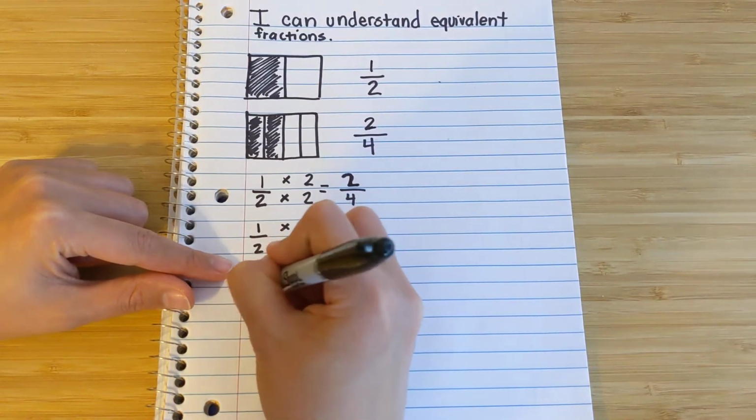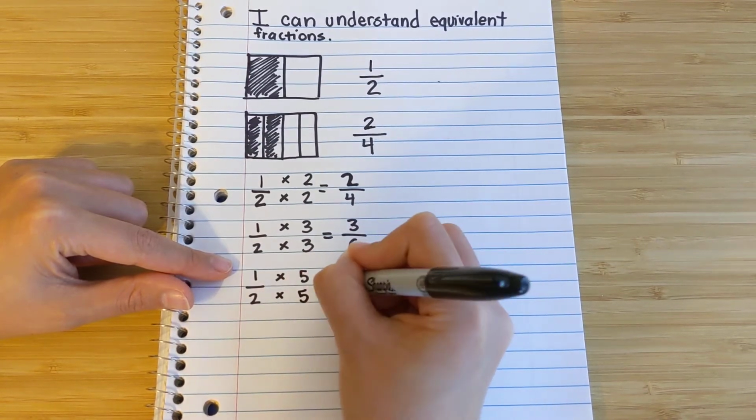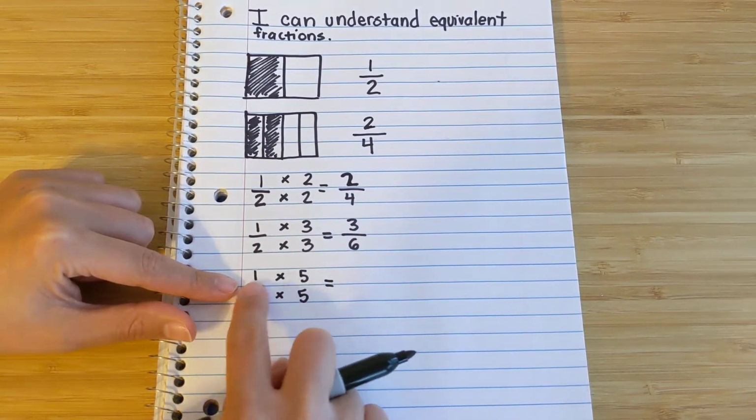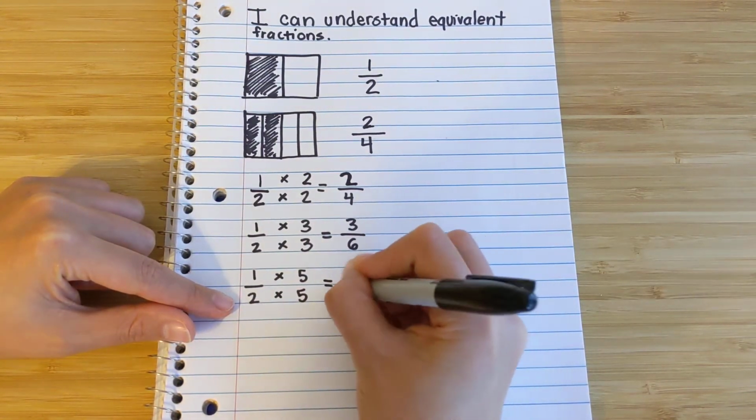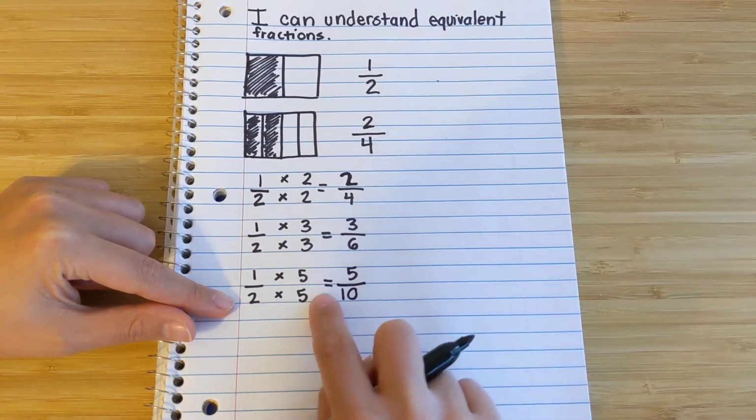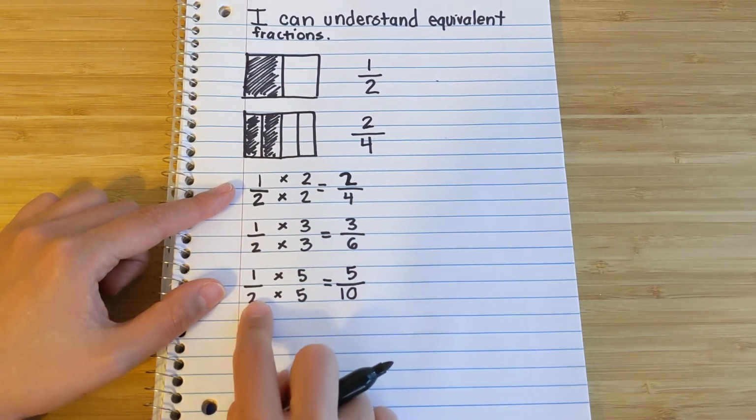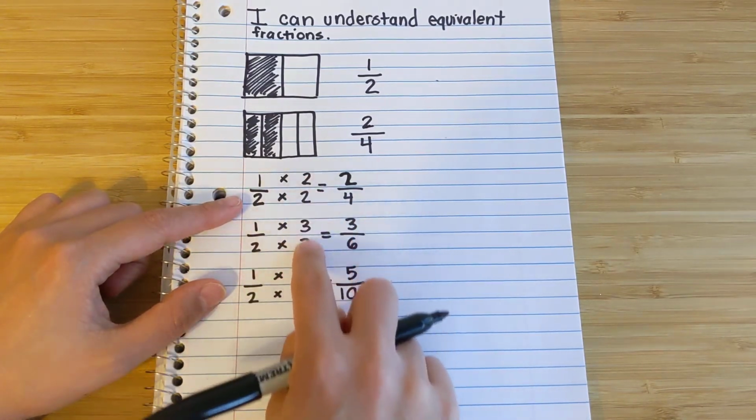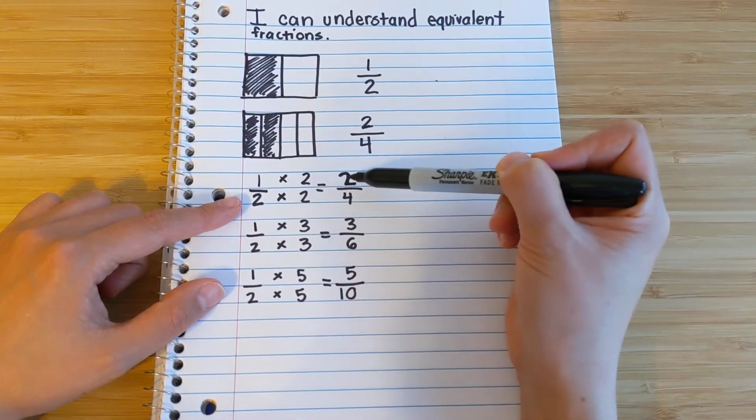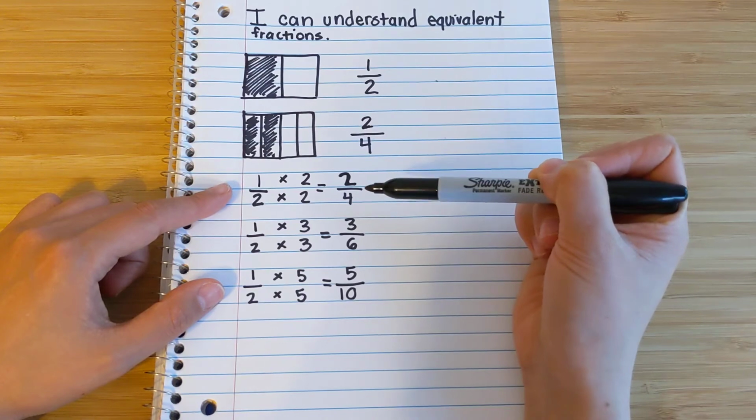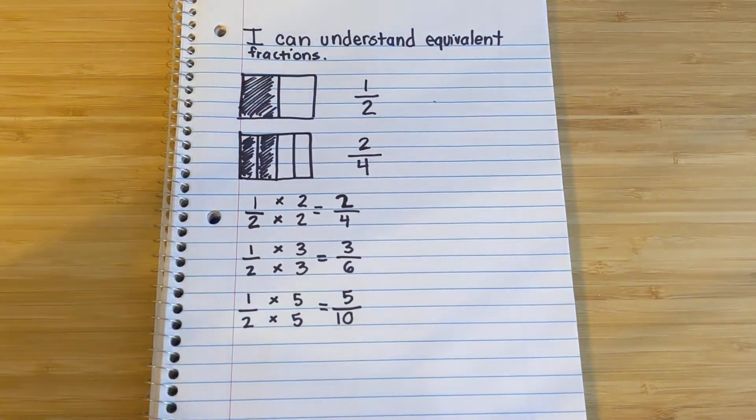Let's try one more. 1/2 times 5. 1/2 times 5 is what I have written down here. So 1 times 5 is 5. And then 2 times 5 is 10. 5/10 is equal to 1/2. So you take any fraction, I just used a half for this example, and I multiply it by any number. As long as I multiply the numerator and the denominator by the same digit, you will get an equivalent fraction. So that's it for I can understand equivalent fractions.